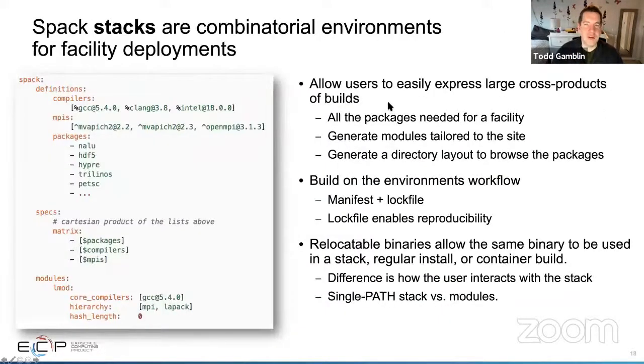We have this notion of stacks, which are combinatorial environments. You don't have to necessarily specify a list of specs in your environment. You can specify a matrix. So you can say, I want all of these packages built with all of these MPIs and all of these compilers, or rather, all the combinations of them. And that looks like this, where you say this is the matrix. It's the cross product of these three lists. And that makes it fairly easy to express facility deployments and to version those in a repo with a config file like this.